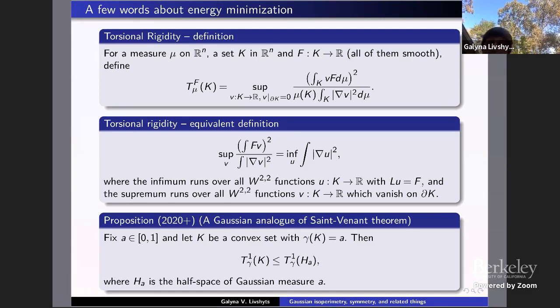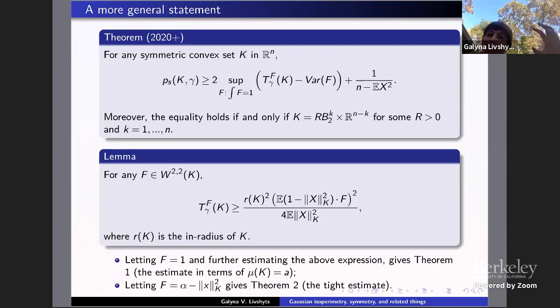So in fact, the point is that what we can show is that in the Gaussian case, this concavity power is bounded from below by this torsional rigidity with respect to some function f, minus the variance of f, plus this additional term. And here already the equality holds if and only if K is this round cylinder.